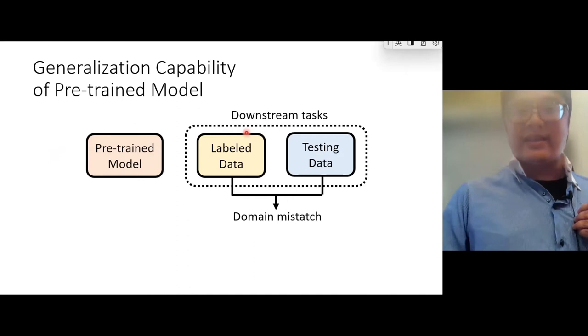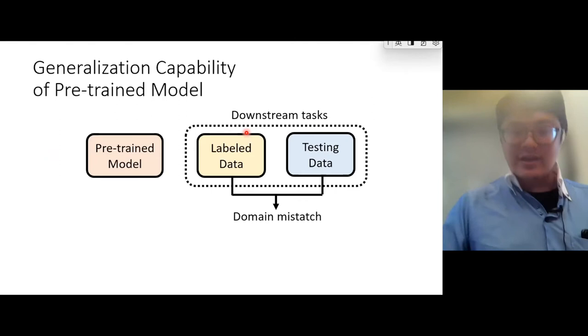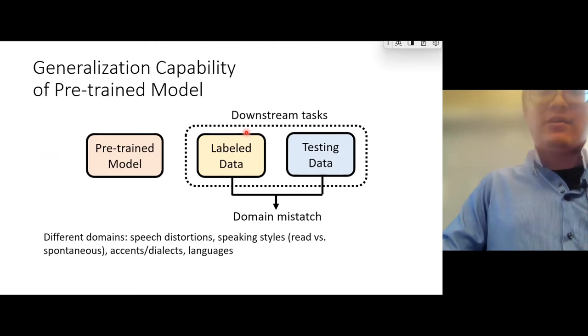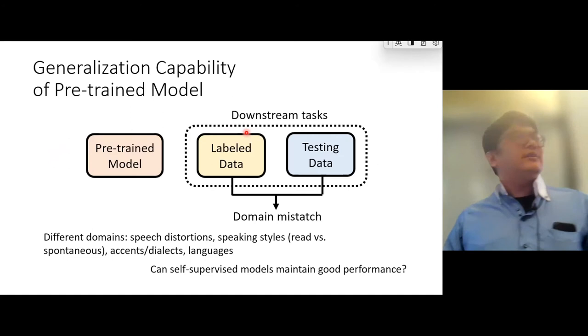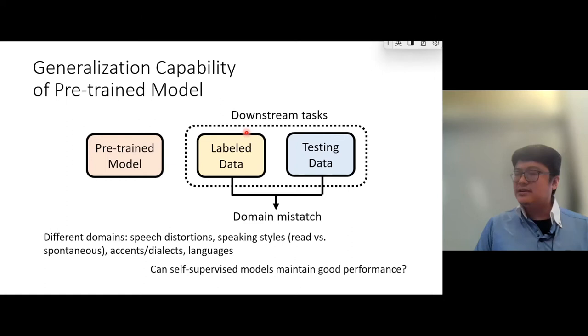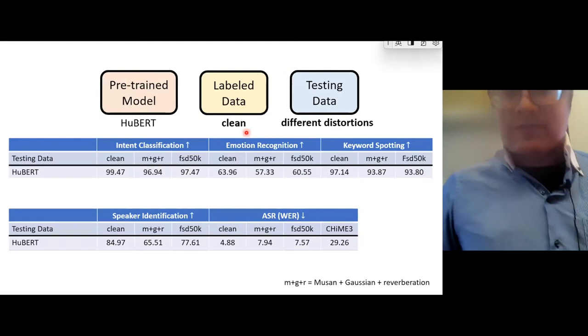It is very usual that your labeled data and the testing data come from different domains. They have domain mismatch. Domain mismatch can occur in many different scenarios, including speech distortion, speaking style difference, accent, dialect, or languages. We want to know, can self-supervised models deal with this kind of situation? If the labeled data and the testing data are from different domains in the downstream task, can the self-supervised model still work well? So this is the first research question.